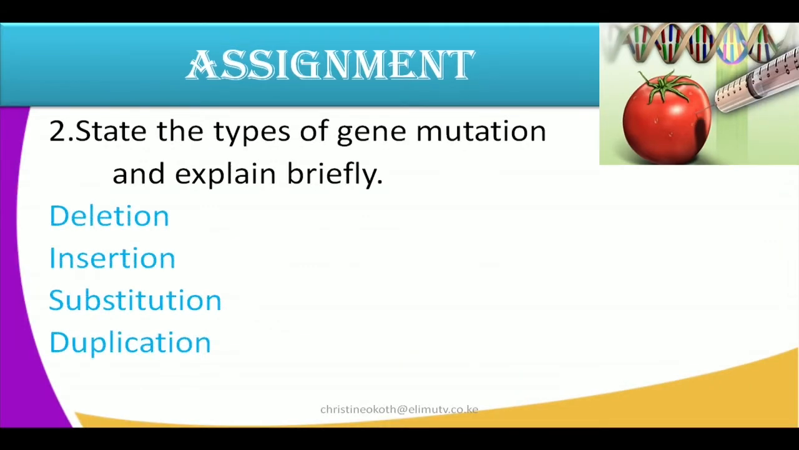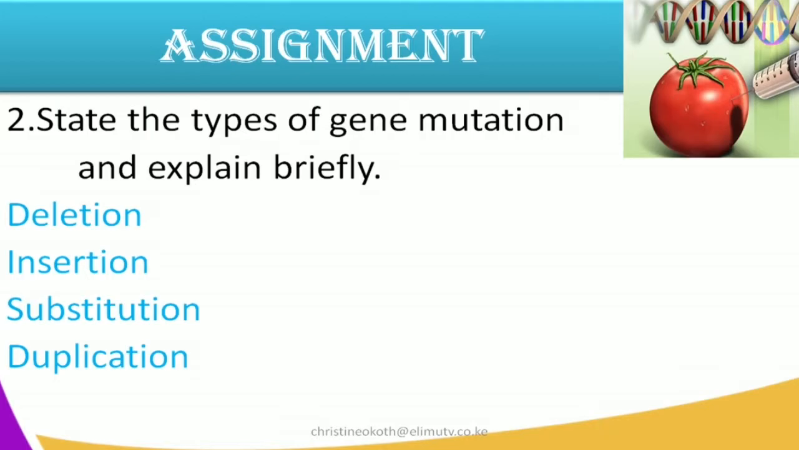The next question was, state the types of gene mutation and explain briefly. We have 4 types of gene mutation. In our lesson, we discussed all of these, and I hope you remembered them. The first one is deletion. Just from the word, it comes from to delete. It means a segment or a portion of the gene has been deleted.